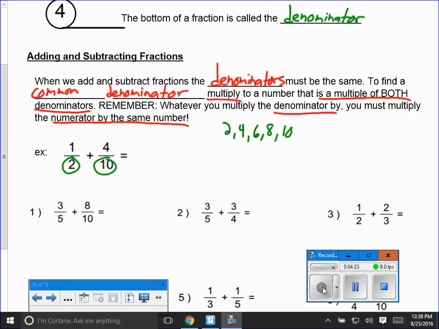Then we start listing the multiples of 10. Alright, we got 10, 20, 30, 40, and we keep going. When you do this for two numbers, what you're looking for is the first number where they're the same. Alright, so here I've got a common multiple, 10 and 10. So that tells me that 10 is going to be my common denominator.